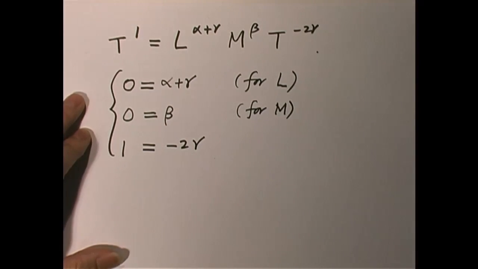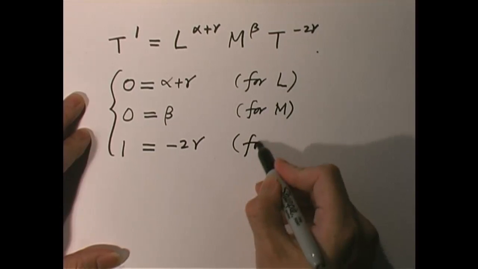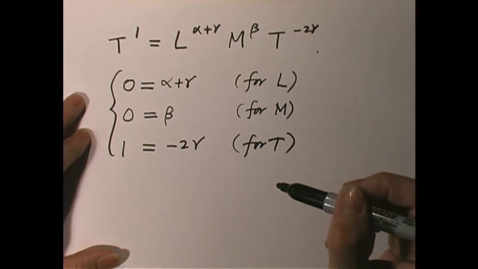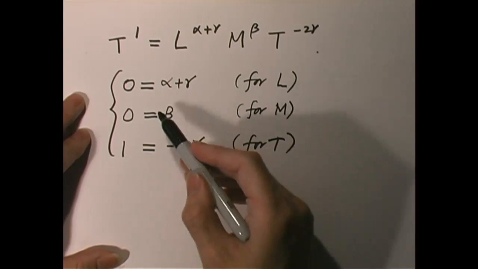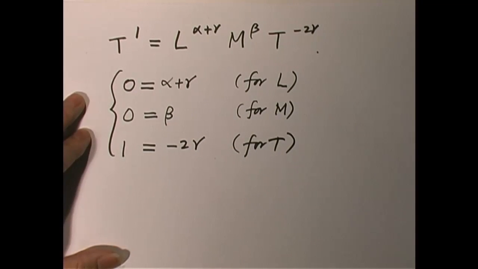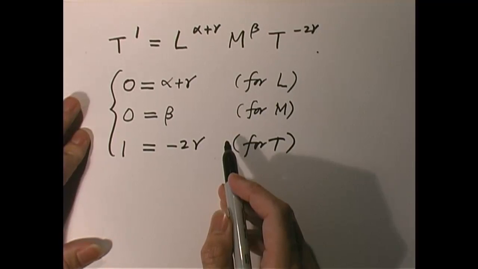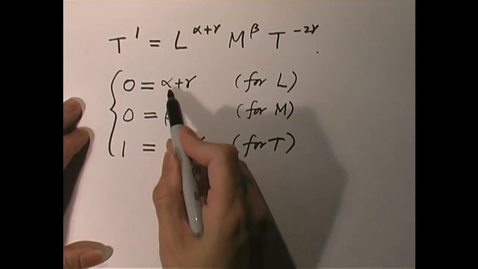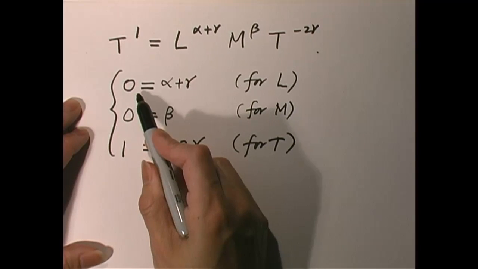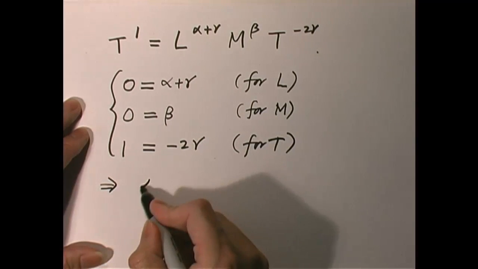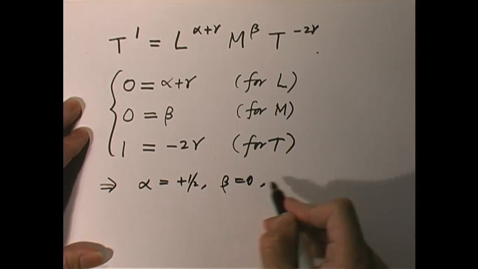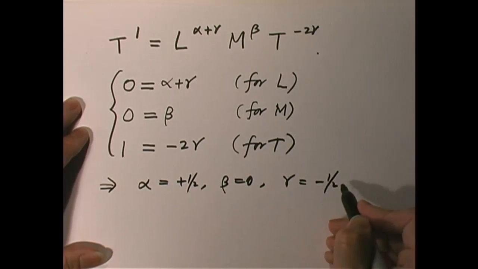So I've arrived at 3 equations. One for L, one for M, one for T. Which allows me to solve these 3 unknowns, alpha, beta, and gamma. Isn't that wonderful? As a matter of fact, this is very easy to solve. Well, beta is already equal to 0, that's given. Gamma equals negative 1/2, but alpha plus gamma equal to 0, which means alpha must be positive 1/2. So therefore, the solution is alpha equals positive 1/2, beta equals 0, and gamma equals negative 1/2.